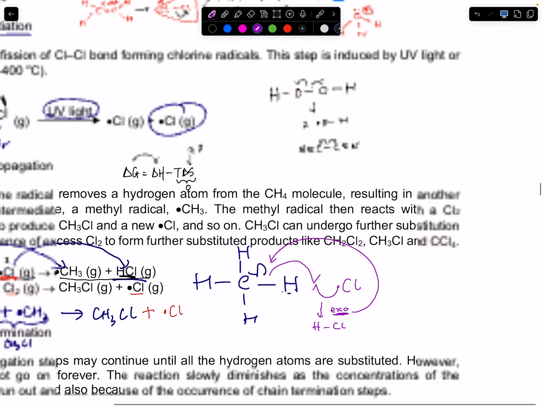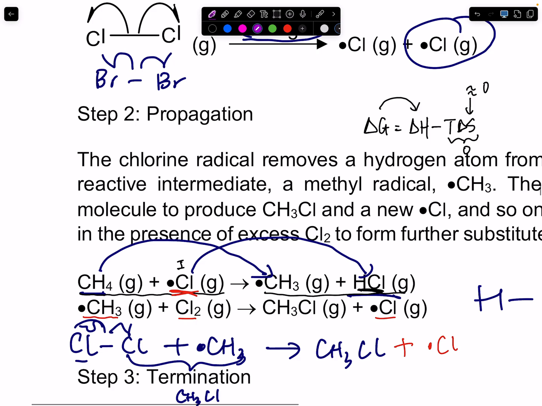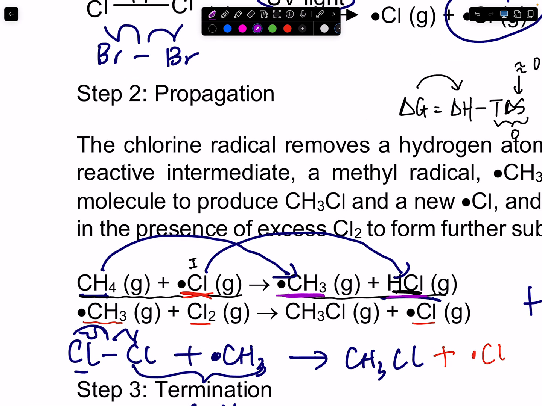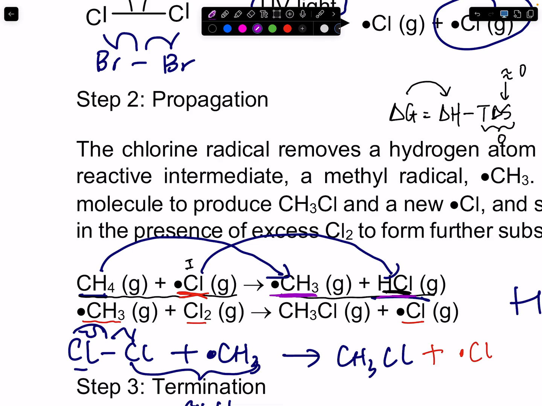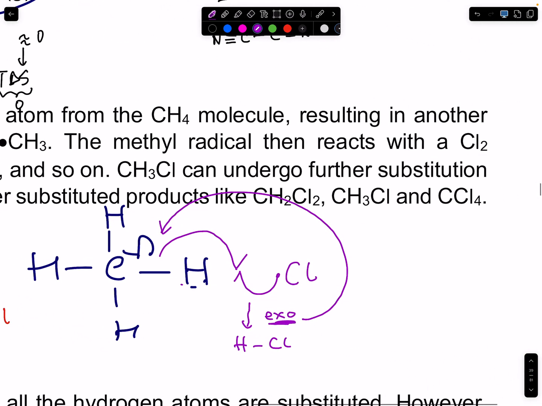So when CH4 reacts with chlorine radical, you are going to form a CH3 radical plus HCl. Can you see that? So the molecule will turn into a radical while the radical turns into a molecule. Like this. So your products will be CH3 radical, correct? Plus HCl. Can you see that?